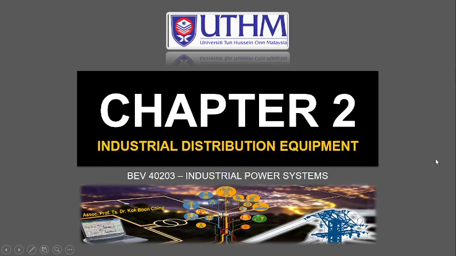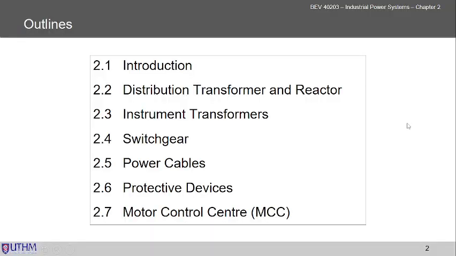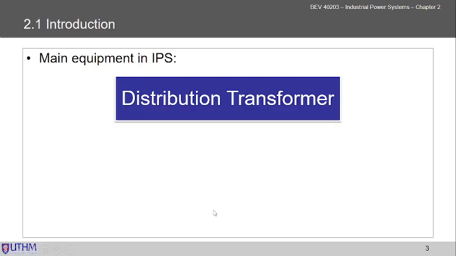Good day everyone. This video brings you to part 1 of chapter 2, and we're trying to explore what is the main equipment available in the IPS. The outlines for this chapter are introduction, distribution transformer and reactor, instrument transformers, switchgear, power cables, protective devices, and MCC.